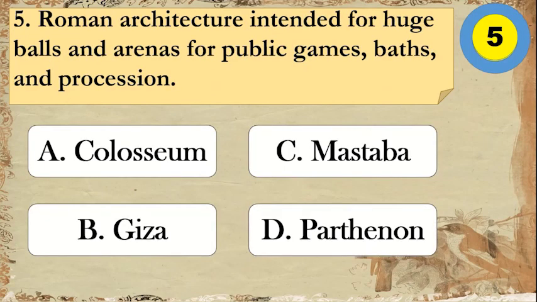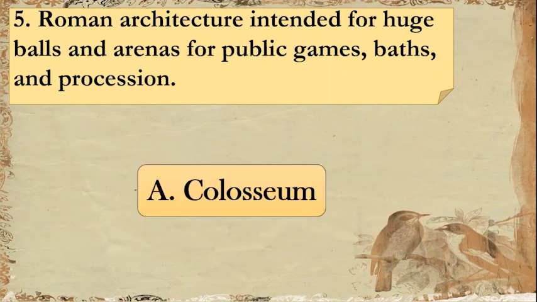And lastly, number 5, Roman architecture intended for huge halls and arenas for public games, baths, and procession. A. Colosseum, B. Giza, C. Mastaba, D. Parthenon. The correct answer is letter A, Colosseum.